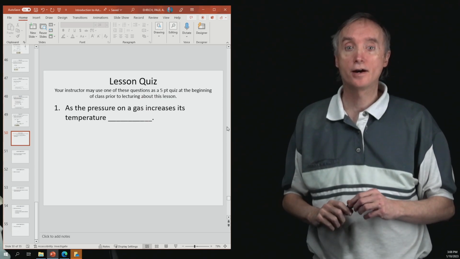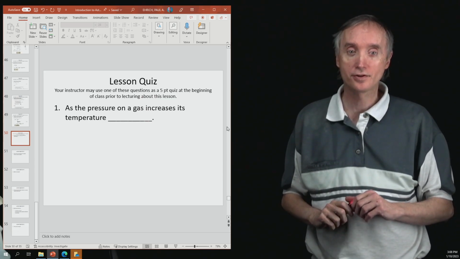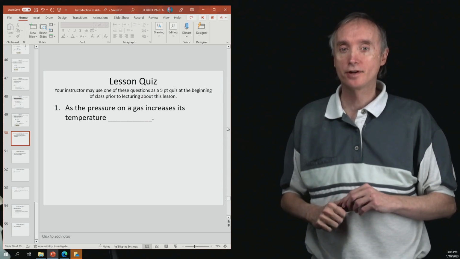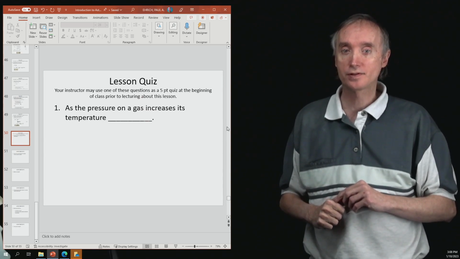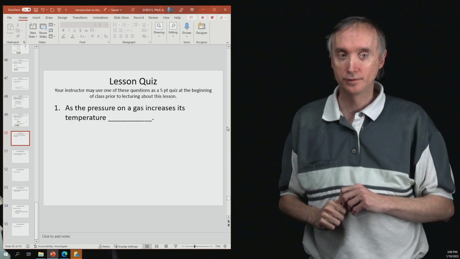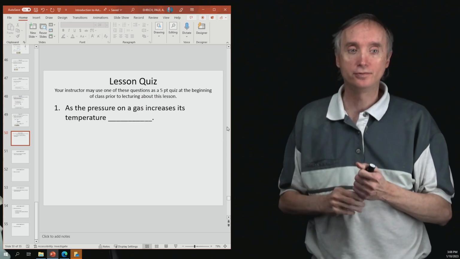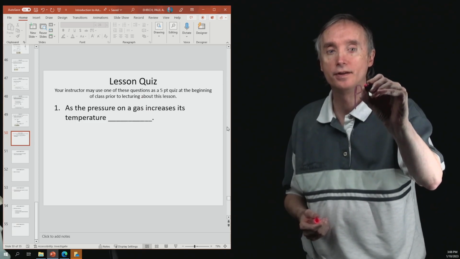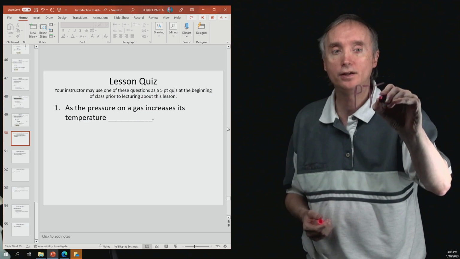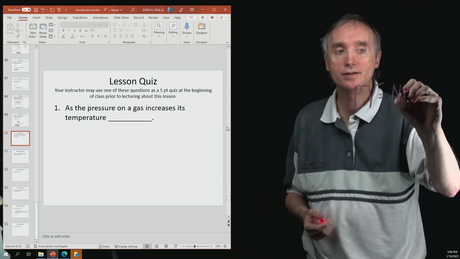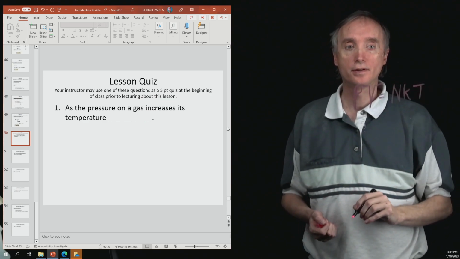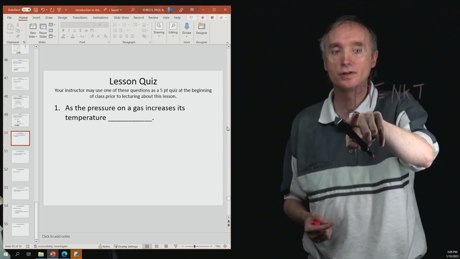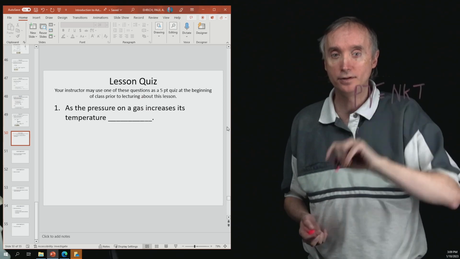Now we're going to take our lesson quiz to finish up this lesson. So question number 1, as the pressure on a gas increases, its temperature does what? Remember, in order to figure this one out, we're going to use our ideal gas law, that PV equals NkT, so that as the pressure increases, its temperature increases.